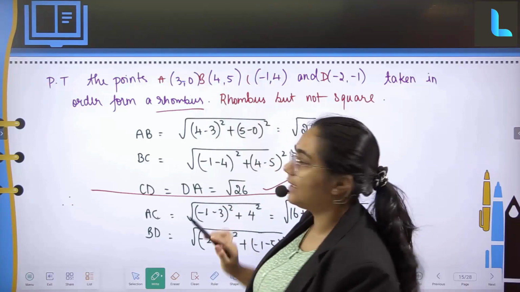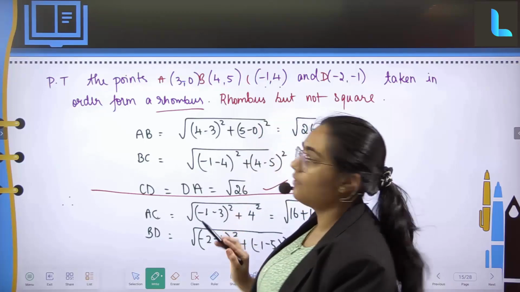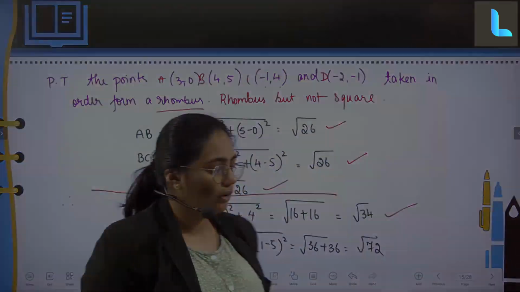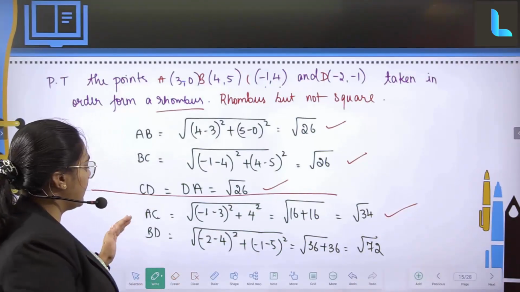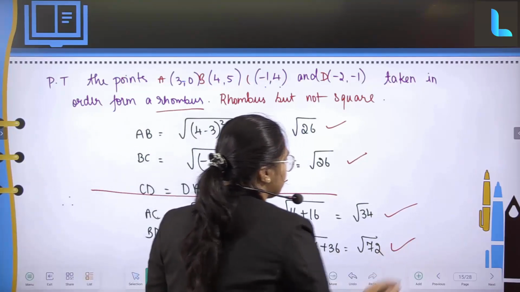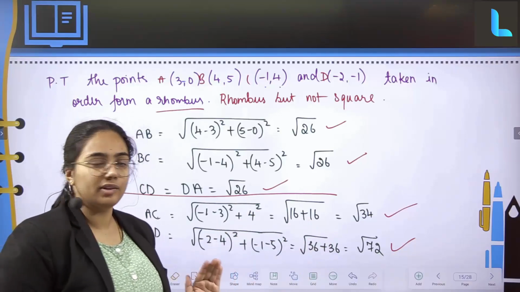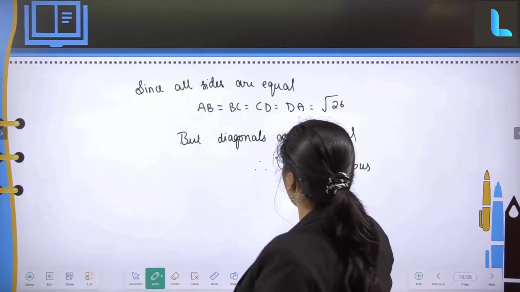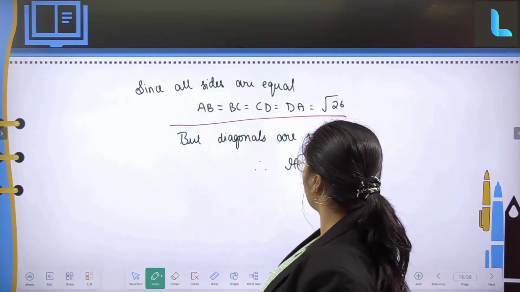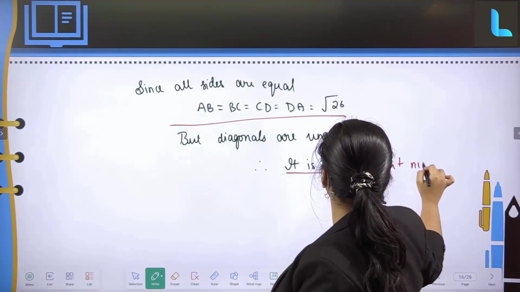Consider AC as your distance and use the distance formula with x1, y1, x2, y2. For AC, it is going to be root 34. Just like the diagonal I found for AC, I have to find the other diagonal, which is BD. For diagonal BD, if I substitute the values, I will have root 72. So now the answer ends: it is a rhombus, but the diagonals are unequal. Therefore we can tell that it is a rhombus but not a square.